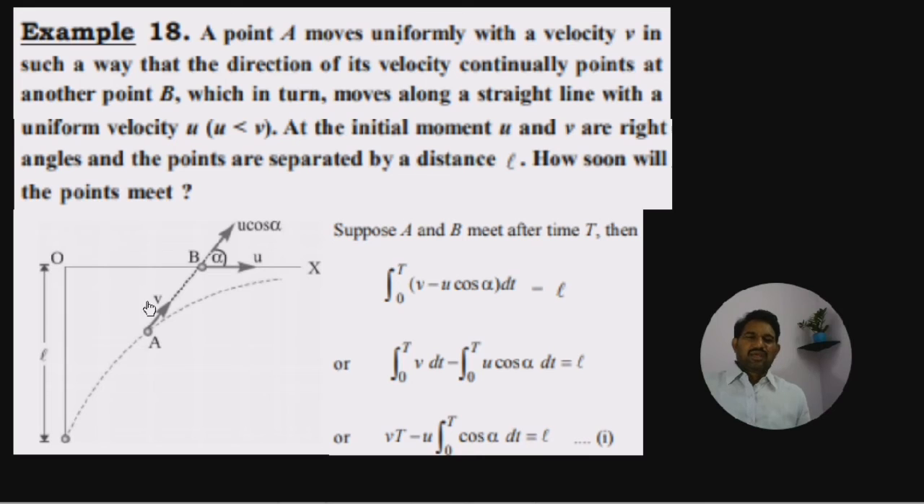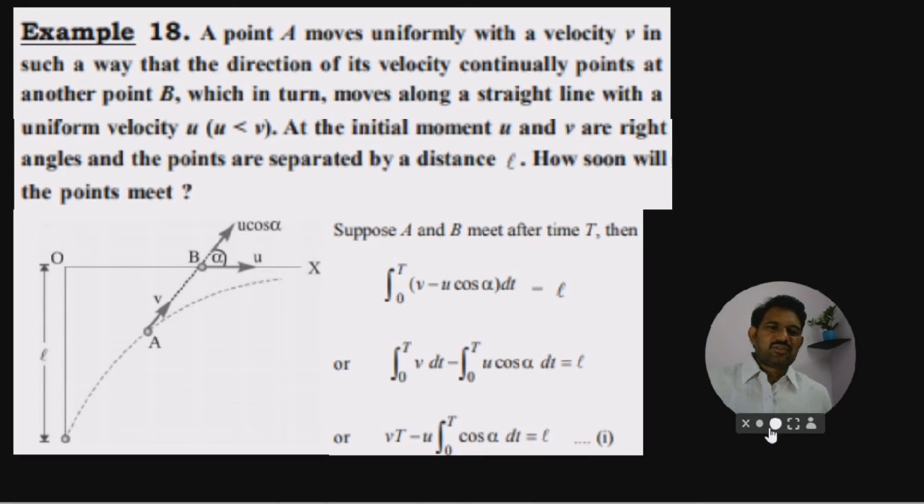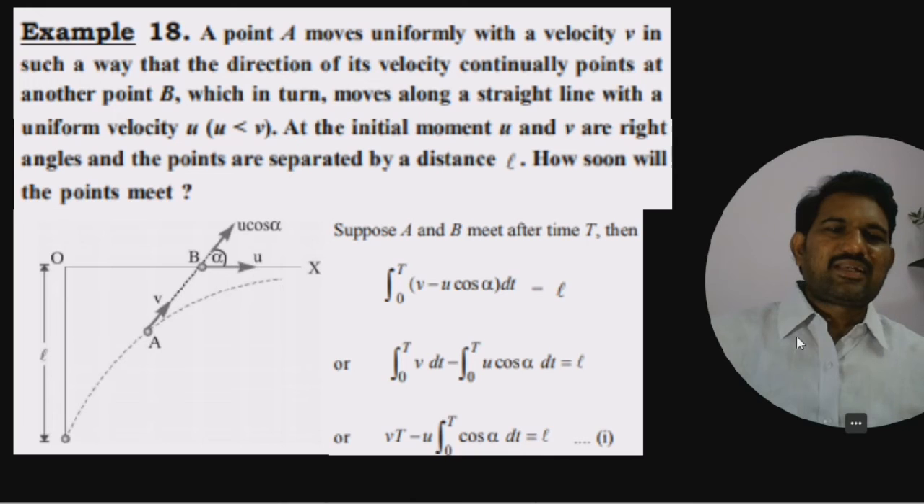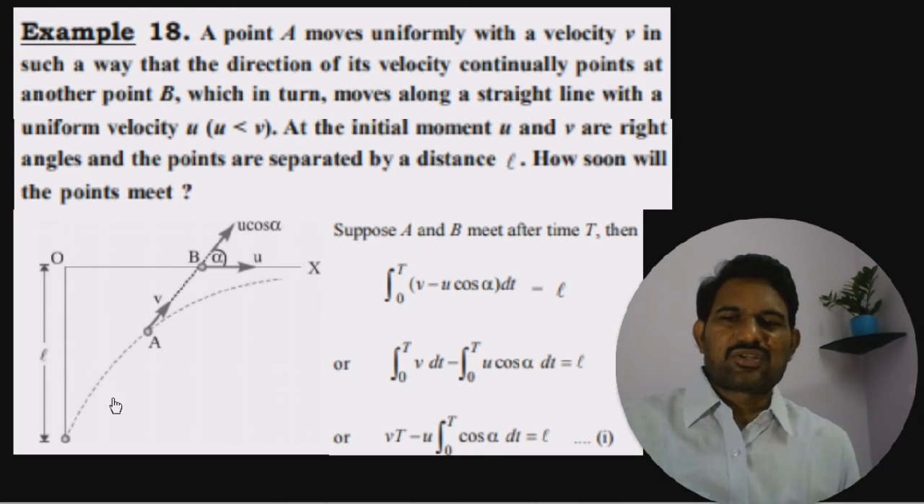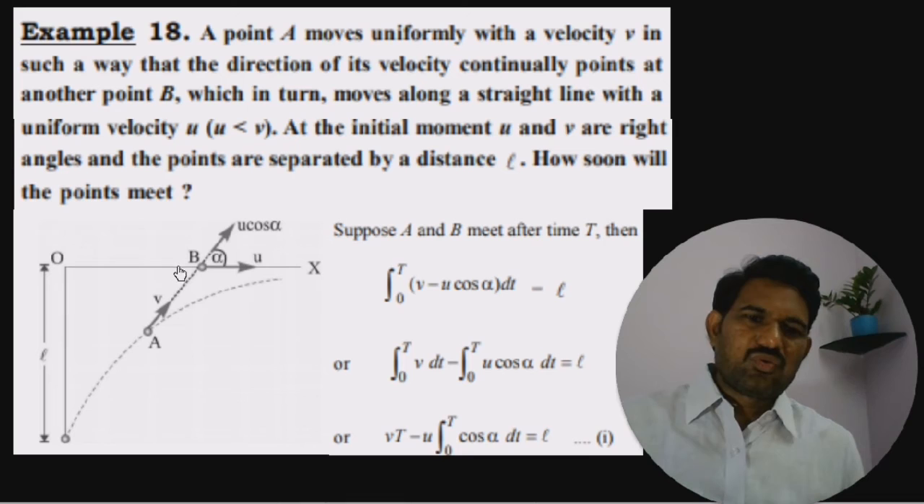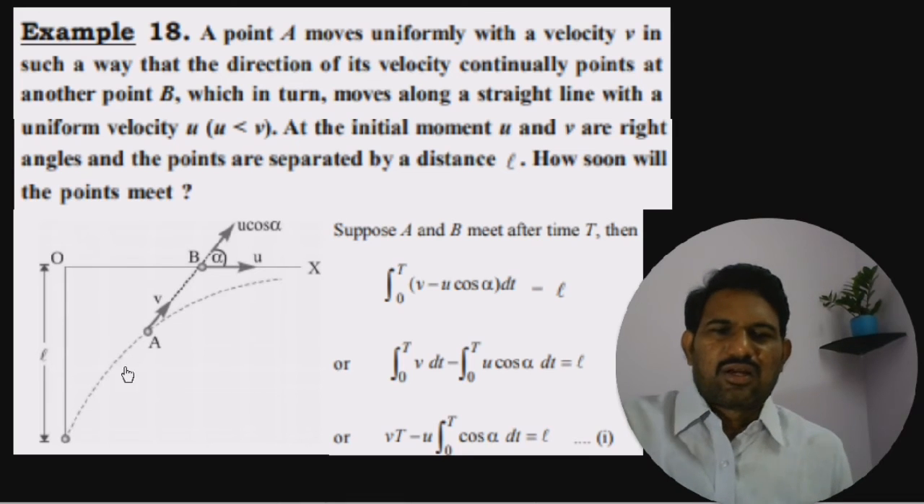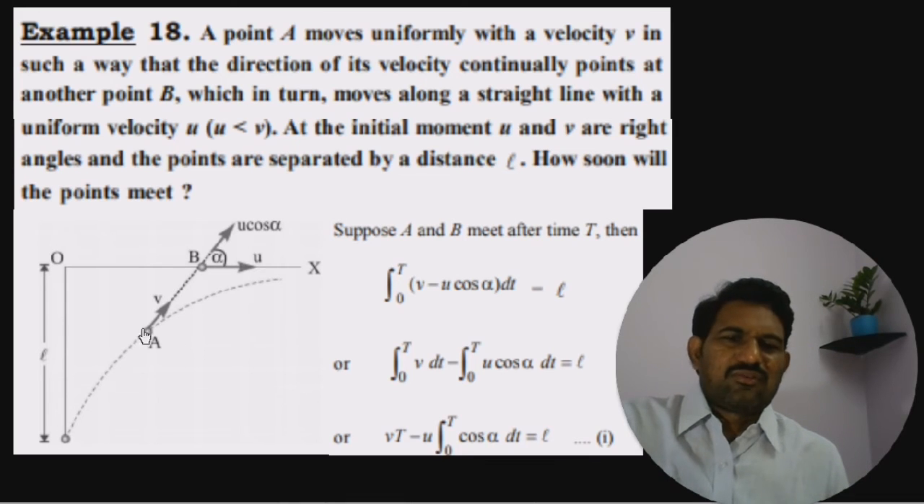And they will give the same problem like a cat and a rat moving. Suppose a rat is moving along this direction and a cat is aiming to catch that rat. Then they will give the same problem with that data. So the similar concepts we need to write here.